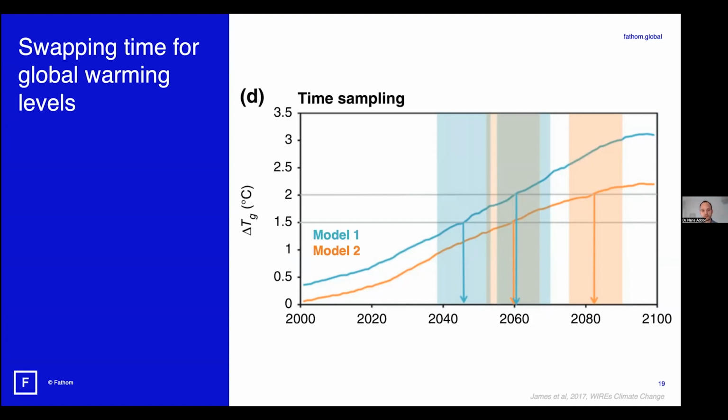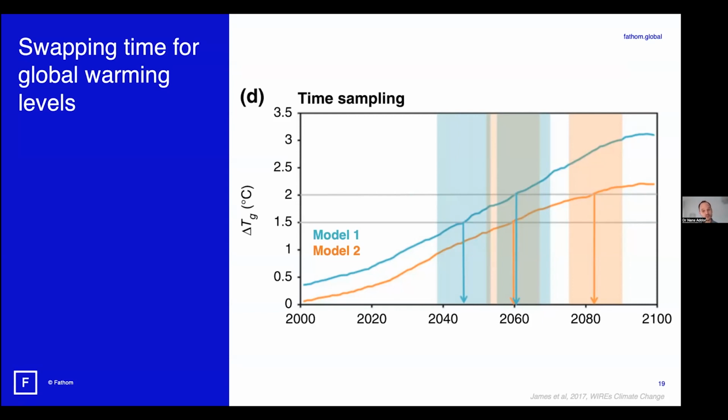So if we take the example of these two models, the model in green and the model in orange, you see that the model in green warms up quicker than the model in orange. The model in green exceeds the 2 degrees Celsius threshold by 2060. So one could actually select a simulation of a given length, for instance, 30 years for this period, and this would be impacts under 2 degrees of global warming.